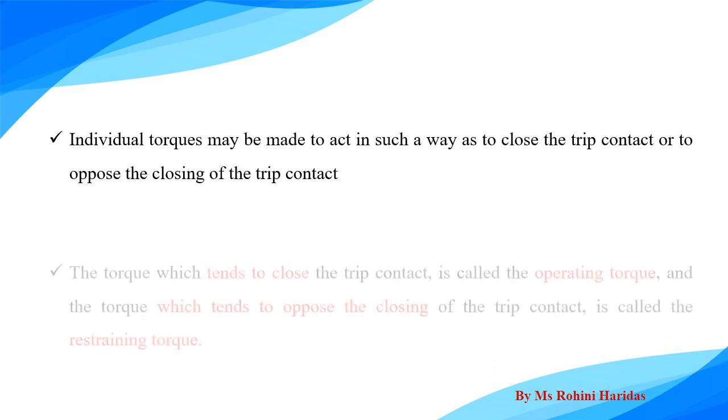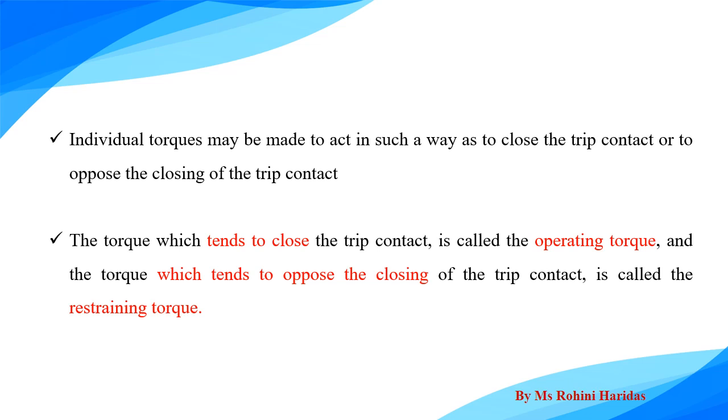Now each coil will produce a torque. If the torque produced tends to close the trip contact, then that torque is called the operating torque, and the torque which tends to oppose the closing of the trip contact is called the restraining torque. We know that the relay will operate when the operating torque is greater than the restraining torque.